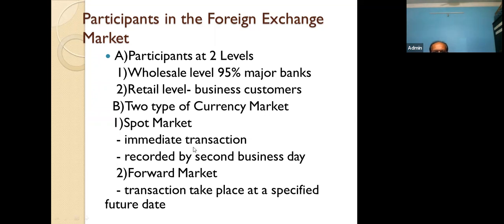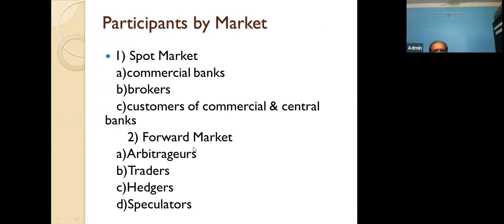These are the two currency markets. Then participants in the market. In spot market, there are participants: commercial banks, brokers, customers like you and me, customers of commercial banks, and central banks. So they are the participants. In regards to the foreign market, who are the participants? Arbitrageurs, traders, hedgers, and speculators.